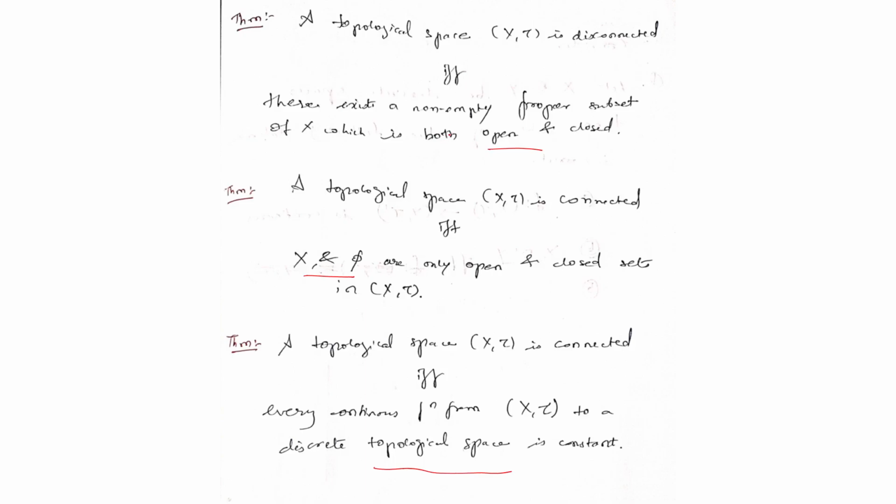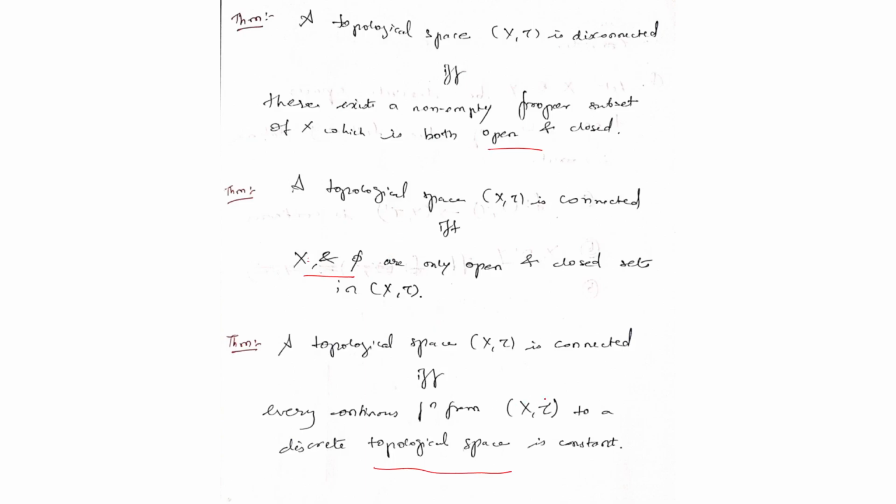So a topological space is disconnected if and only if there exists a non-empty proper subset of X which is both open and closed. So if you are able to find a non-empty proper subset which is both open and closed, then it is said to be a disconnected space. Next, a topological space is connected if and only if X and the empty set are the only open and closed sets.